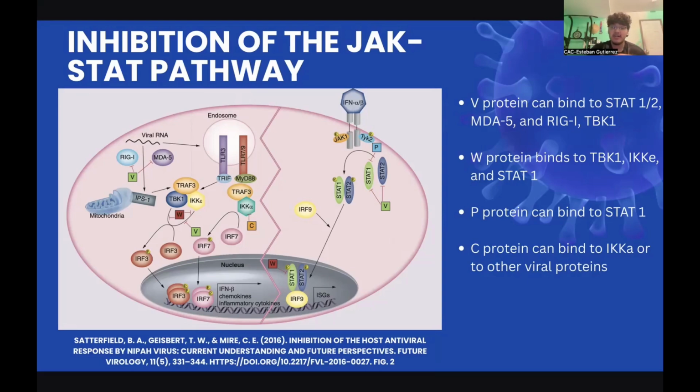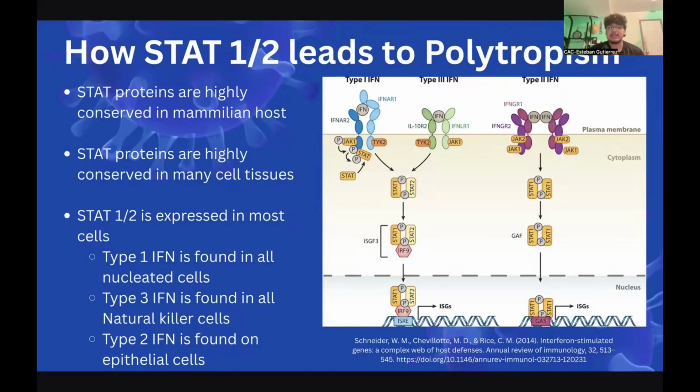While there is no definitive function for C proteins, it is believed to either bind to IKKA to inhibit IRF7, similar to what W and V protein do to IRF3 protein, or it limits viral protein synthesis to lessen the chance of detection. Antagonism of the JAK-STAT pathway can provide one reason why we see a great deal of polytropism in Nipah virus.